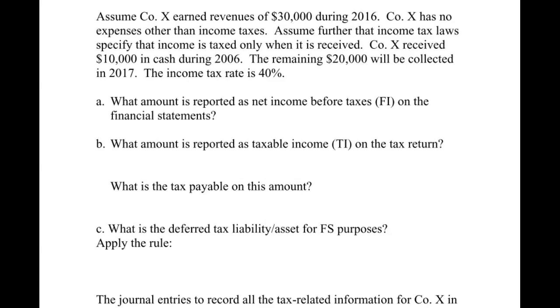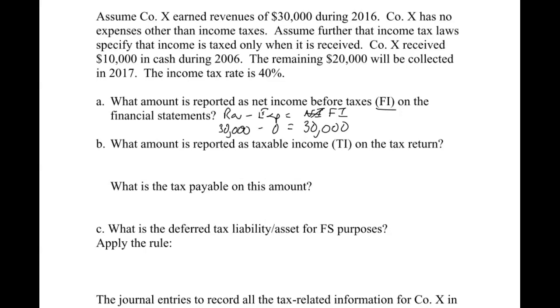All right, so we've got some questions here. Let's just run through these real quick. It says, what amount is reported as net income before taxes? Remember, income before taxes is our financial income that we refer to in this chapter. So what is that number on the financial statements? Well, we have revenues minus expenses equals net income, or maybe I should scratch that out and put FI here, because we're just going to be income before taxes. We had 30,000 of revenue. Remember, all 30,000 is going to be recognized on our financial statements. We said there's no other expenses other than taxes, so our financial income is also going to be 30,000.